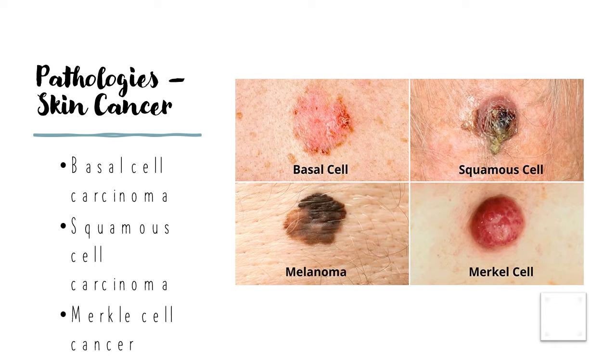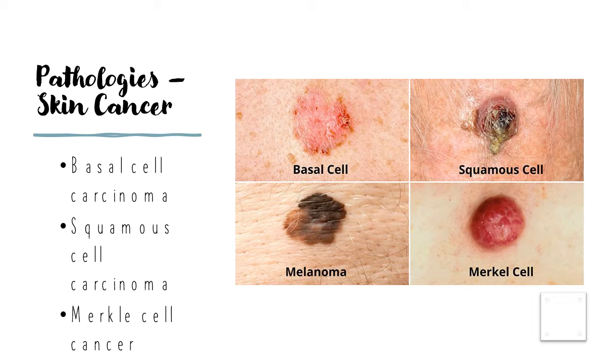Pathologies caused by skin cancer. In this case specifically, skin cancer is caused by repeated and unprotected skin exposure to UV rays from sunlight, as well as from sources such as tanning beds that emit UV rays that can damage the DNA inside skin cells. The main types of skin cancer are basal cell carcinoma, squamous cell carcinoma, Merkel cell cancer, and melanoma.